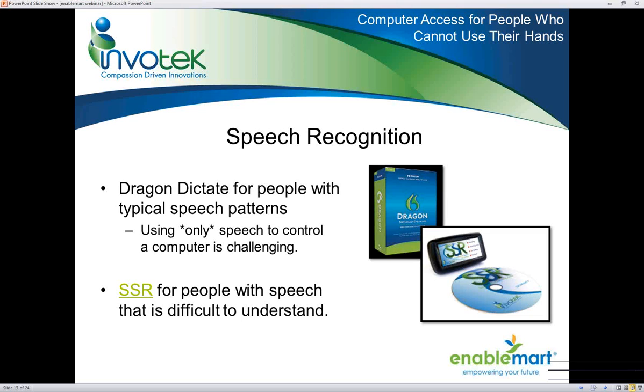So the way that SSR works is that you type the first letter of the word that you want to say, or the word that you want to type, and then you say the word. So if I wanted to say, hi, my name is Tom, I would type the H, and then I would say hi, even if I had very poor speech, and SSR will recognize hi and put hi into the sentence.